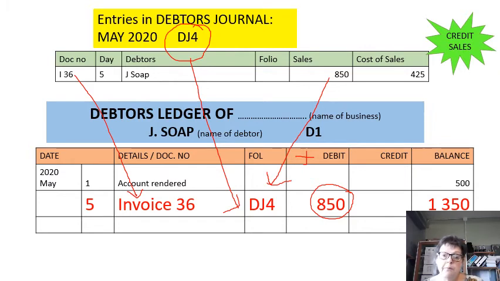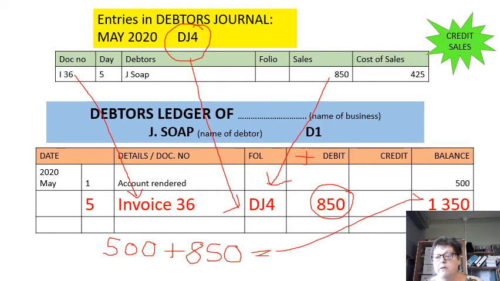What is the new balance? How do I get the new balance? It will be the 500 that he owed previously plus the 850, because remember, when he buys, he owes us more money, and that gives you the new balance of 1,350.